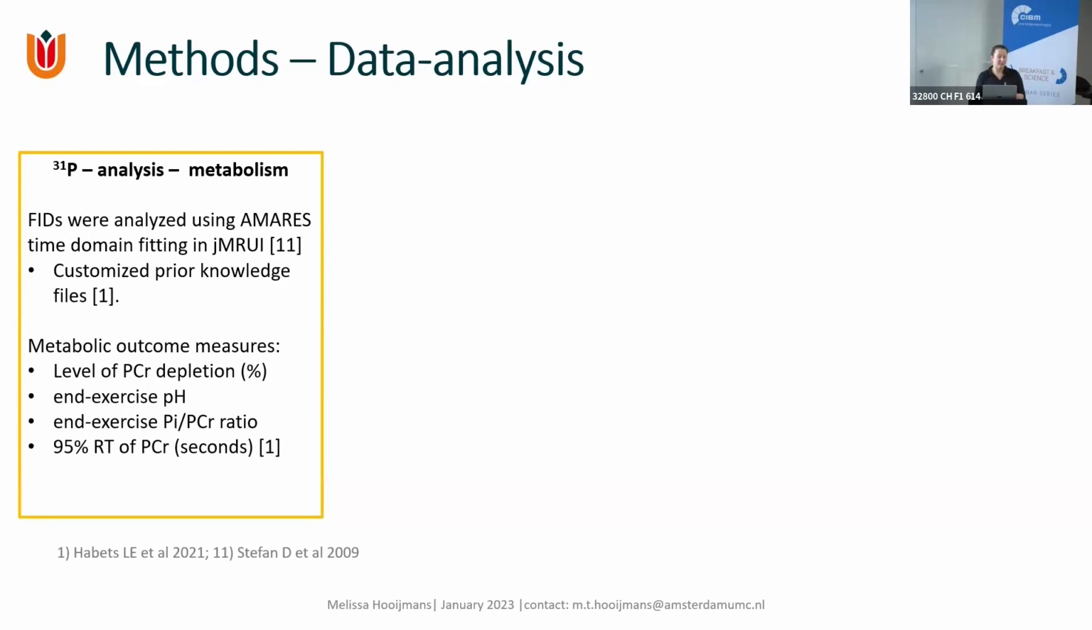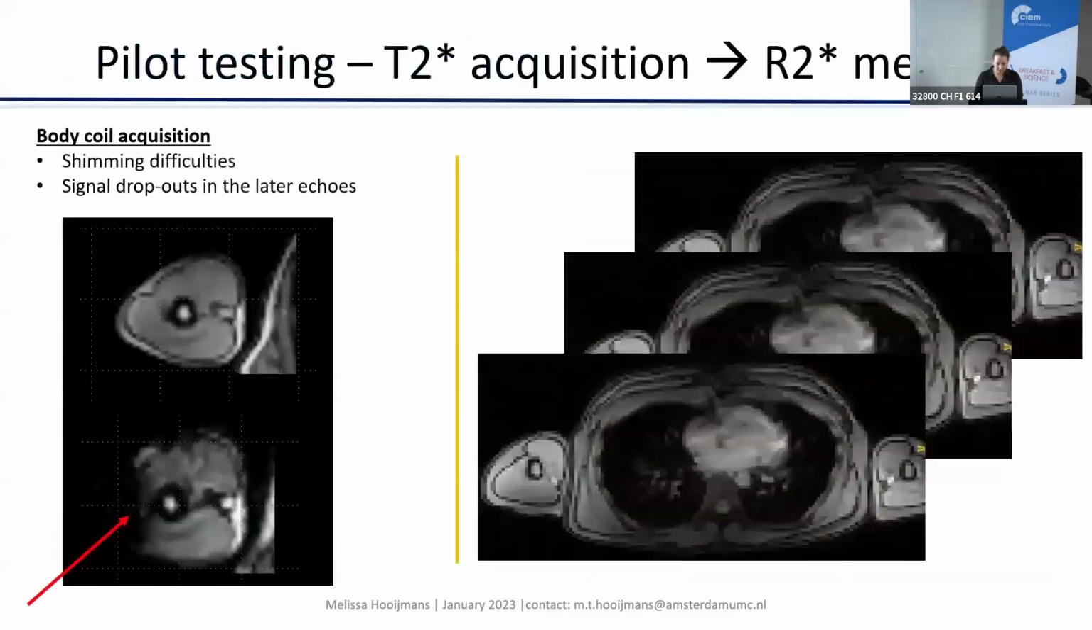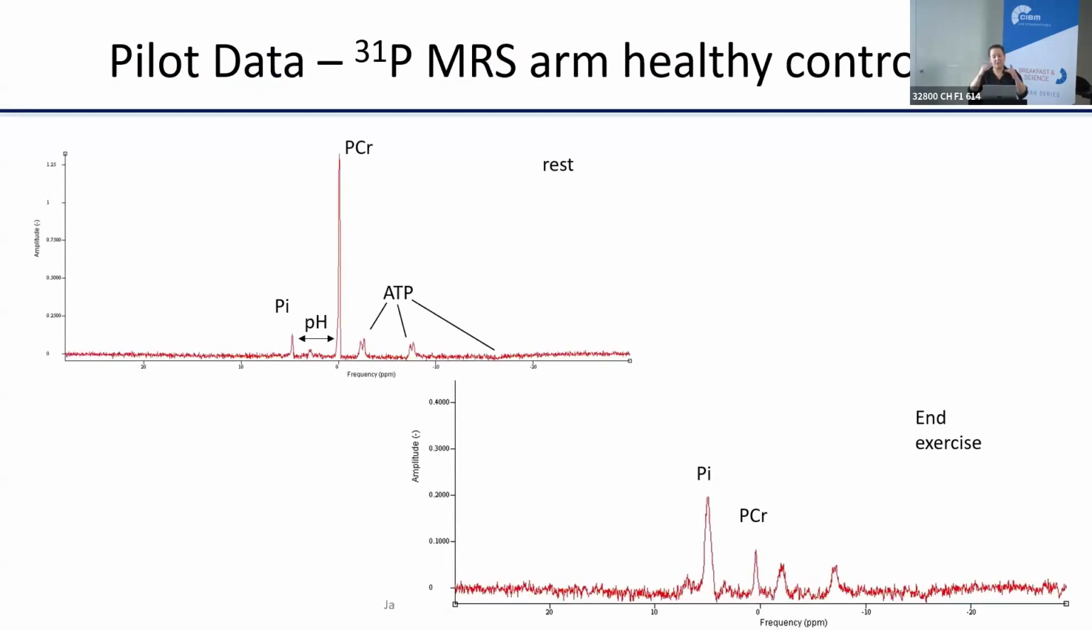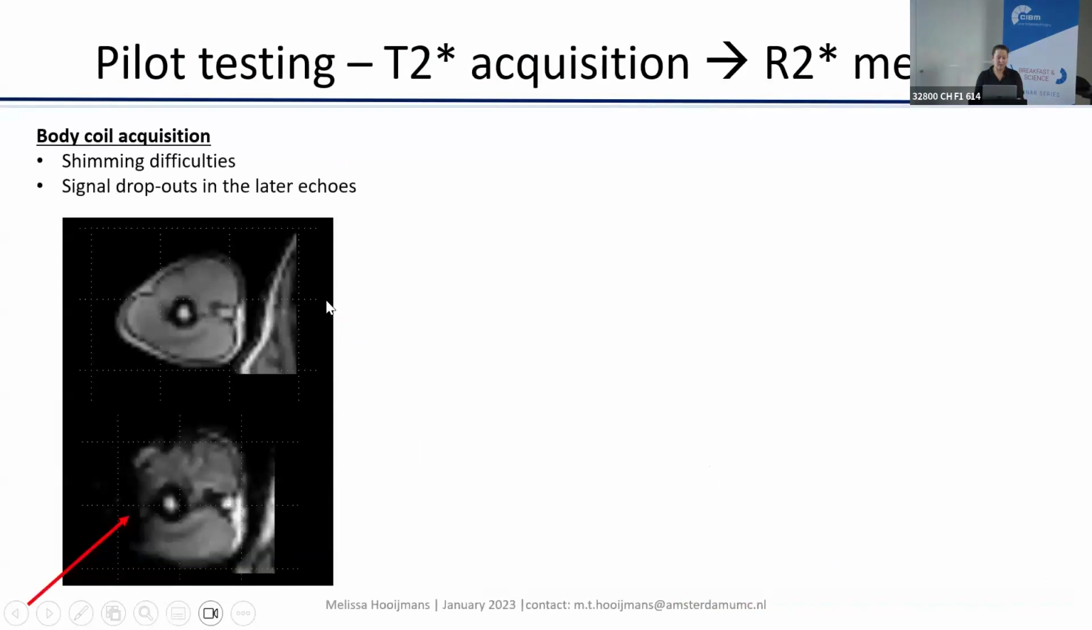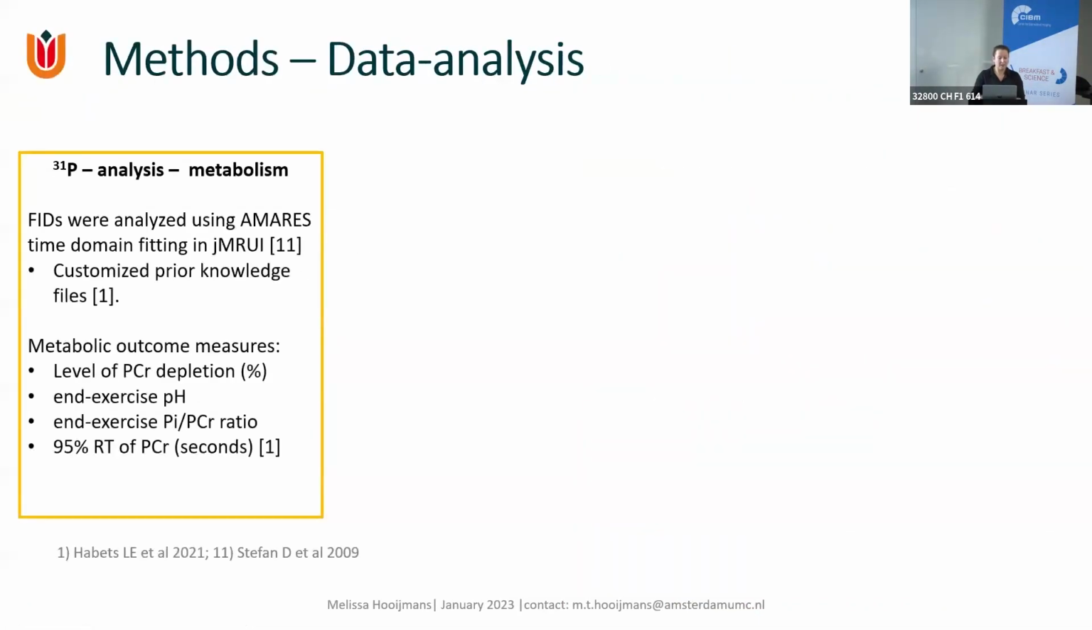So we used the FIDs to fit in AMARES toolbox in jMRUI, and we used customized prior knowledge files. As metabolic outcome parameters, we focused on the level of phosphocreatine depletion, so the drop in PCr between the resting amplitude versus the amplitude at end exercise. We also looked into how quickly that peak phosphocreatine recovered back to its original height after exercise, and then we looked at the 95% recovery times in seconds.